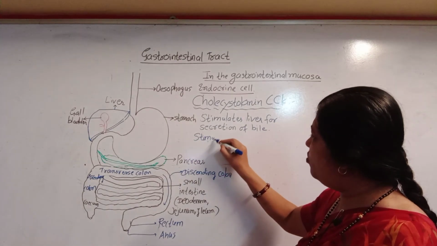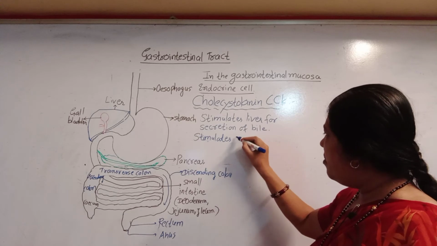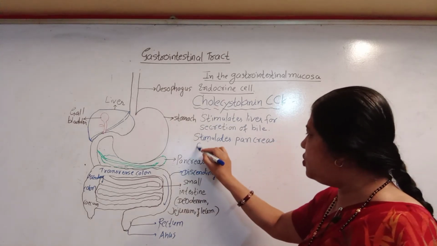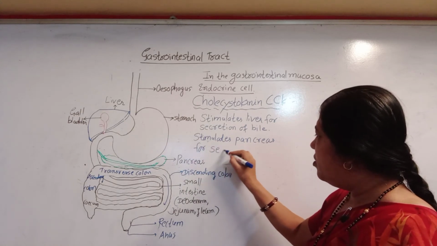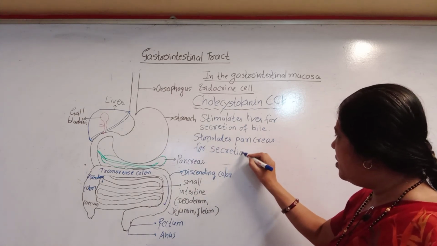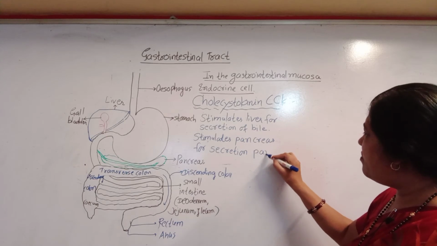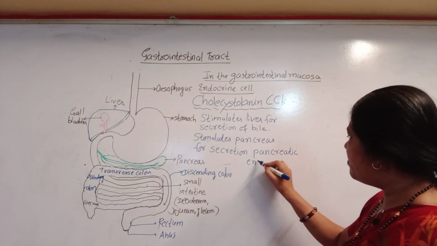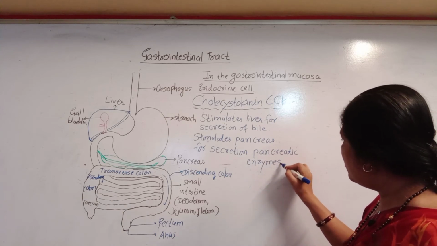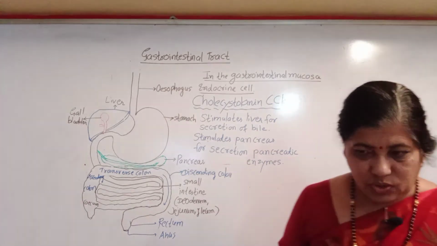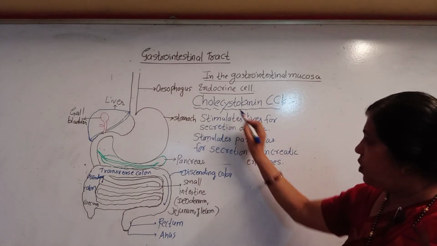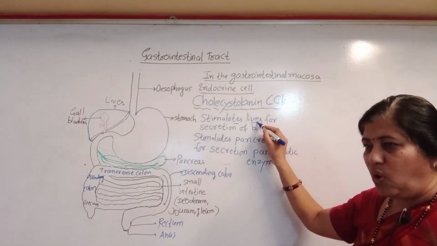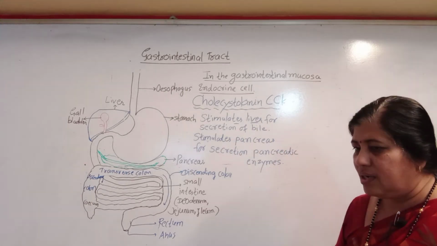CCK also stimulates pancreas for secretion of pancreatic juice, for secretion of pancreatic enzymes. So cholecystokinin, that is CCK, stimulates liver for secretion of bile.